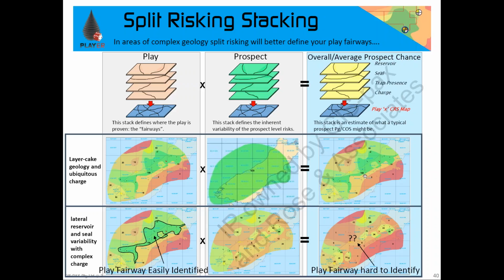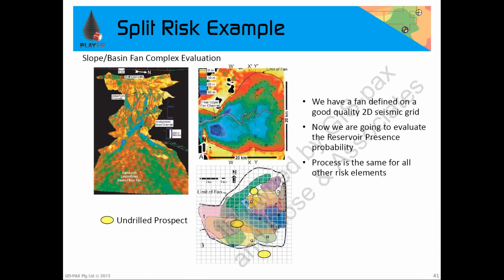But in many places I do get discontinuous reservoirs and I do get variable charge and I get variable seals, and there is a lot of local variation. So when I look in those cases at the overall average prospect risk stack on the right here, it's not easy for me to see the fairway. But when I strip away that variation, I can then see the area where I believe that I have the basic elements present. So split risking in complex areas is a very good way of actually mapping out where your play fairways are, and that's one of the major advantages of doing it this way.